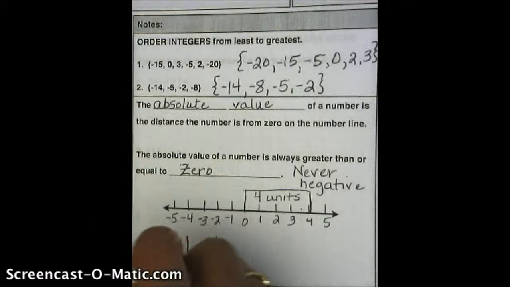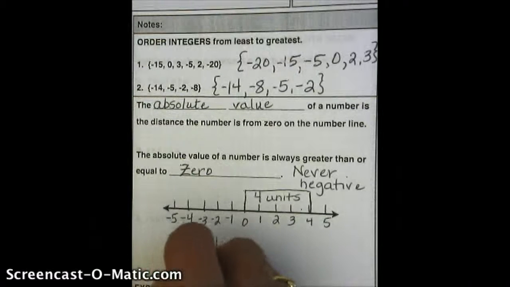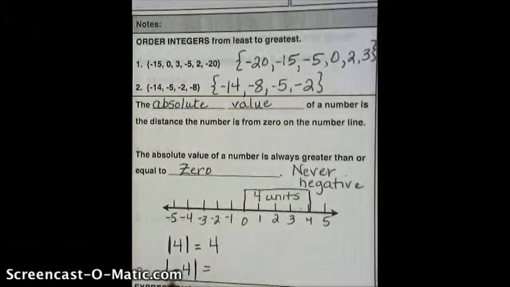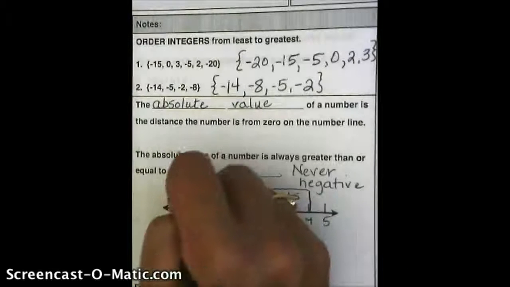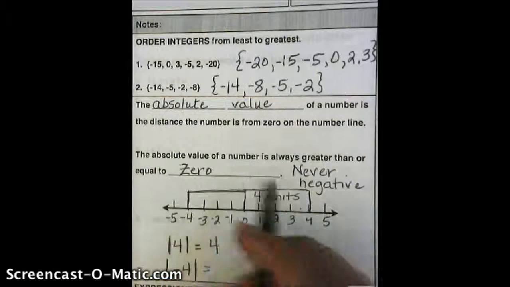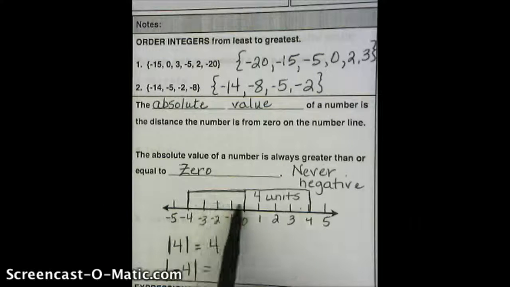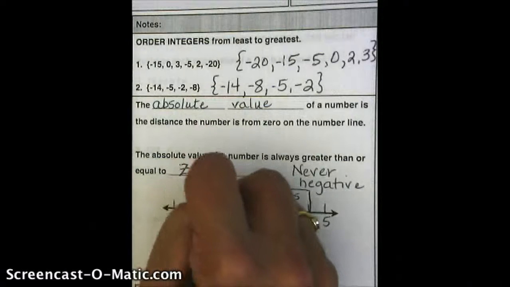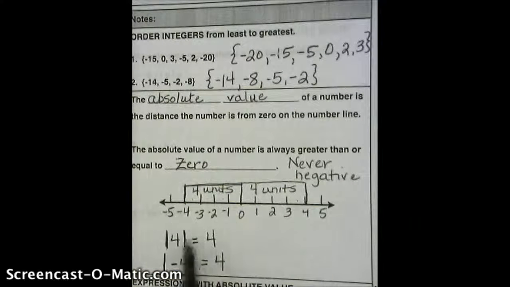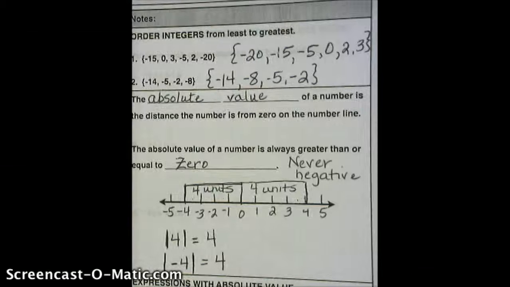Now let's look at the absolute value of -4. Once again, we'll write it in the absolute value symbols, and we'll find out how many units it is from -4 to 0, and we'll count 1, 2, 3, 4. So from -4 to 0 is also 4 units. So the absolute value of +4 is 4, and the absolute value of -4 is 4.